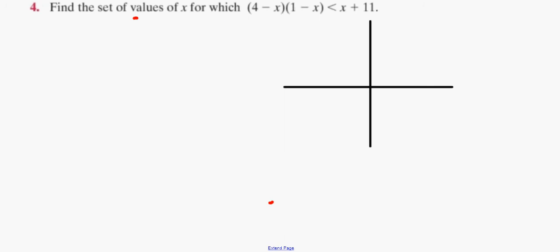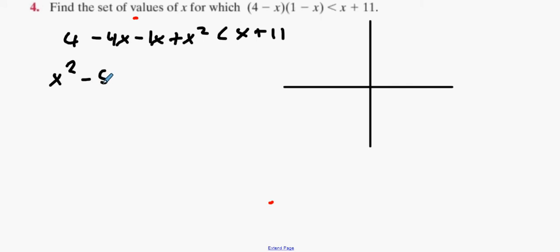Now, let's just multiply this out. So we're going to get 4 times 1 is 4, minus 4x, minus 1x, plus x squared. We'll do it in 2 steps. Now we're going to have x squared minus 5x plus 4. Bring the x and 11 over the other side. Minus 1x minus 11 less than 0.